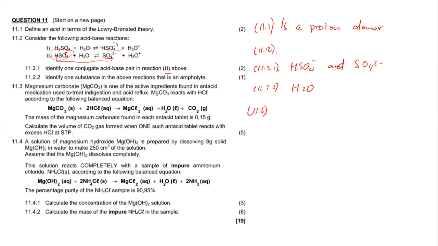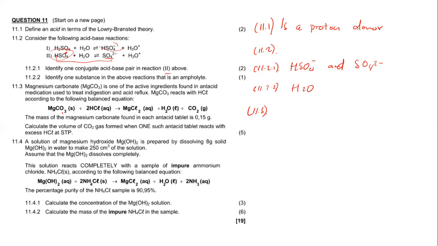11.3. Now, the same magnesium carbonate, MgCO3, is one of the active ingredients found in antacid medication used to treat indigestion and acid reflux. We are doctors now. You see, chemists can work with doctors. MgCO3 reacts with HCl according to the following balanced equation. Oh my God, chemistry is so nice.